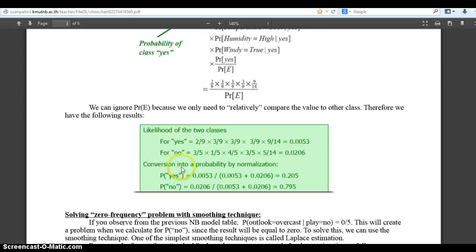They actually go and convert this data right here into a probability by normalization, which means they just take the probability of yes and divide it by the probability of yes plus no. So it's the same result. The no is a higher value, so the no is what is classified given that example.